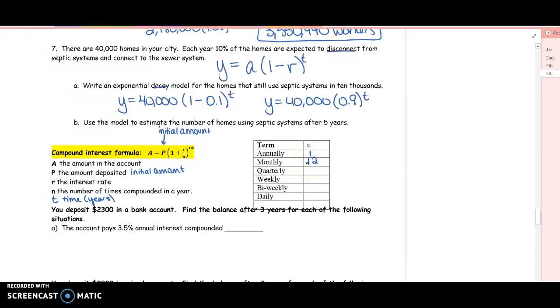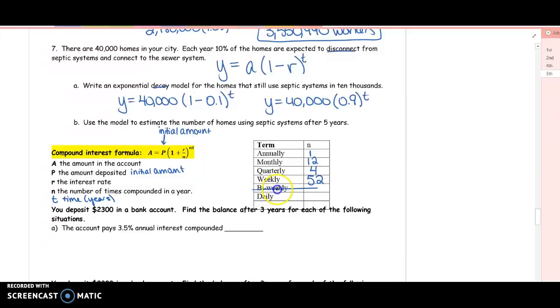Don't think too hard. Quarter? 4? Quarterly is once every 3 months, but quarterly means there are 4 quarters, so 4 times per year. Weekly, how many weeks are in a year?